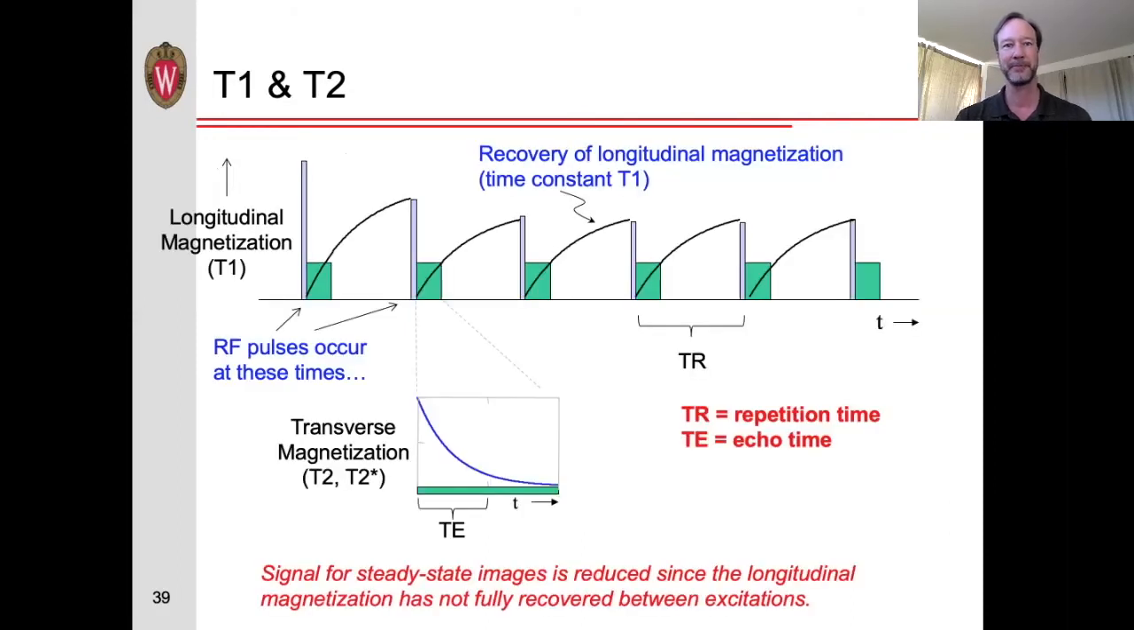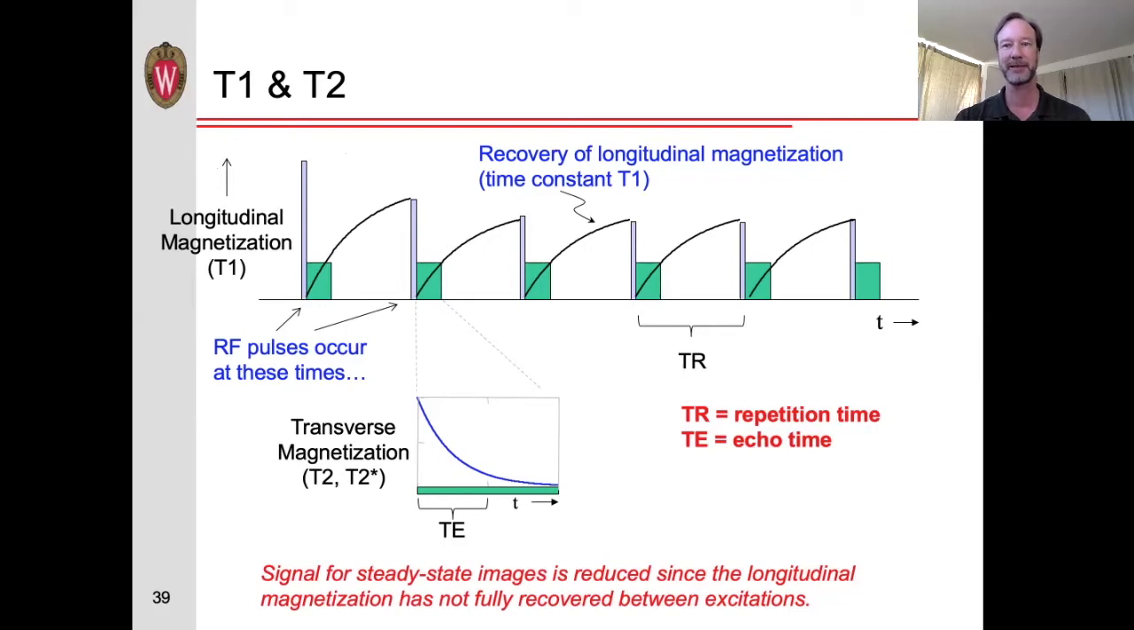So let me recap. In order to acquire an entire image, we have to acquire this signal multiple times, each a different phase encoding step. The first signal will have all the longitudinal magnetization available, but the subsequent echoes will have less signal if we don't wait long enough for this longitudinal magnetization to recover. The time between the RF pulses is called the repetition time, or TR.